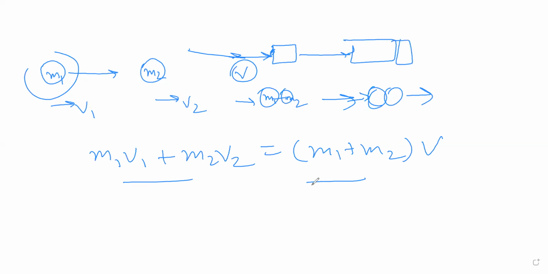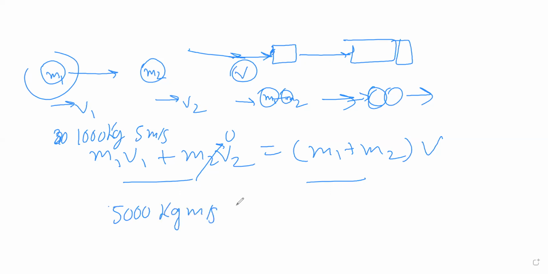So for this we can use this formula. If the car is stopping, this V will be 0, right? Suppose the lorry is 1000 kilograms, moving with 5 meters per second speed. Then 1000 times 5 is 5000 kilogram meter per second, right? And suppose the car is 100 kilograms, but there is no speed, so 0.